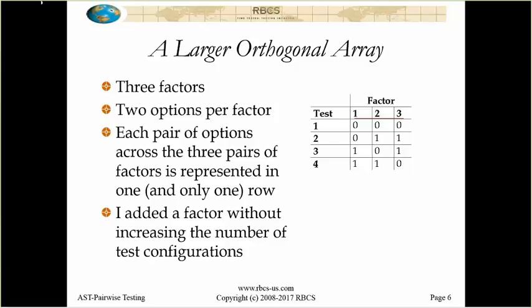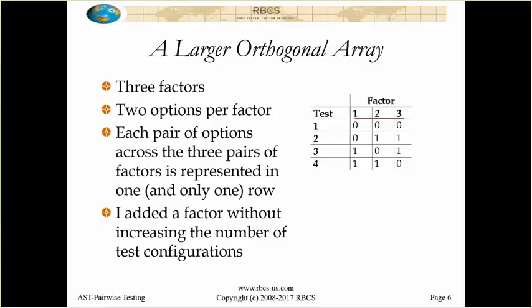Now let's look at 2 and 3. So 0, 0 is in row 1, 0, 1 is in row 3, 1, 0 is in row 4, and 1, 1 is in row 2. So again, they're all there. They're in different rows than they were in the case of factor 1 and 2 pairing, but who cares? It doesn't matter. We're going to test all of these things, and the order isn't important when you're doing a configuration test. At least it shouldn't be, because again, these things are supposed to be independent.